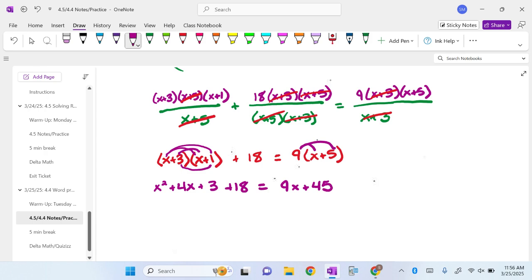What's the last thing I need to do to clean it up, at least on the left side? Let's look at the left side of the equal sign. What's the last thing I need to do to clean it up? Combine the like terms, which is just the 3 and the 18. So this would be x squared plus 4x plus 21 is equal to 9x plus 45.